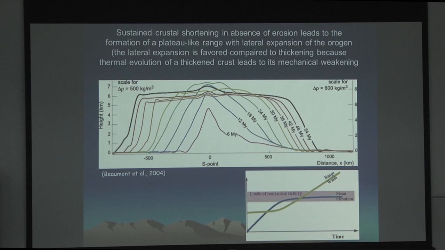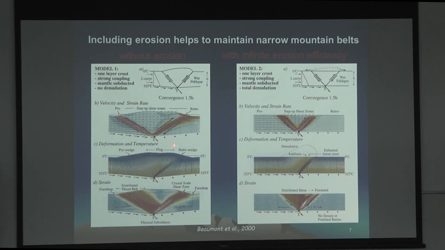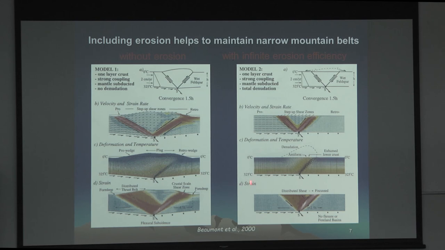And it's a well-known paper from Beaumont in 2000. It just compares with the same mechanical modeling what you get if you have no erosion and what you get if you have total erosion of the material. So you can see that if you add erosion to the previous case, as soon as you get material arriving at the surface, it is eroded away, and it prevents the mountain wedge to build and to expand laterally. You still have concentration of the deformation in the same triangular fault and back fault. And in fact, erosion will prevent thickening and will prevent lateral spreading of your plateau.